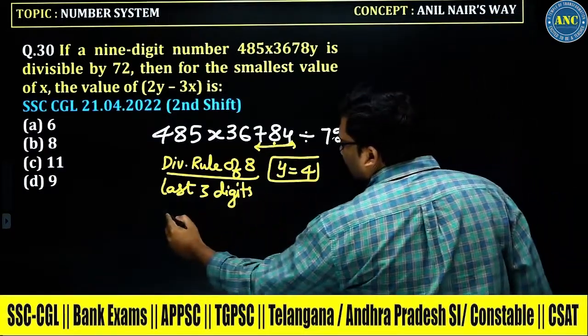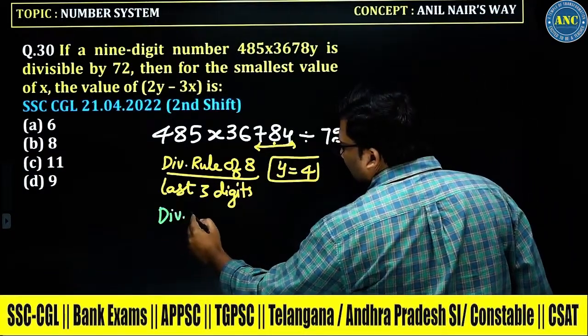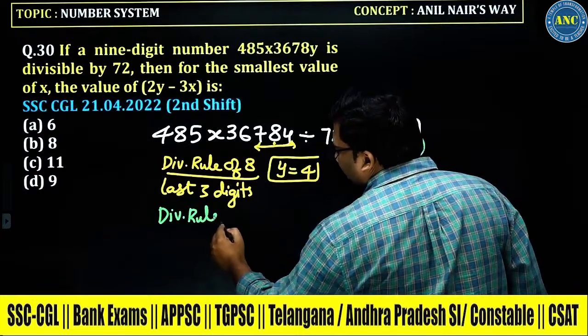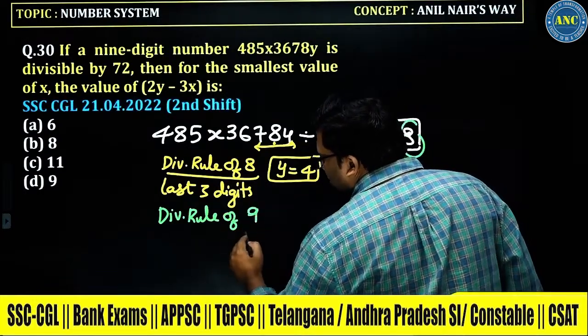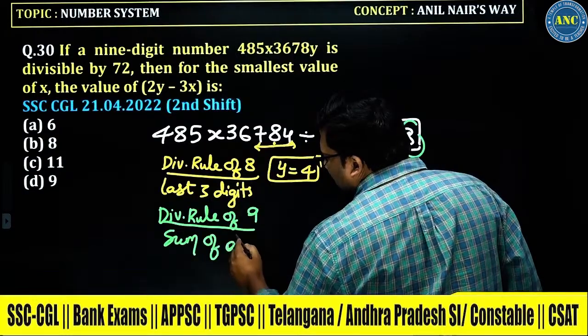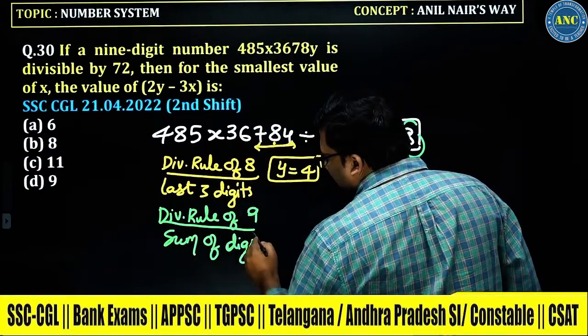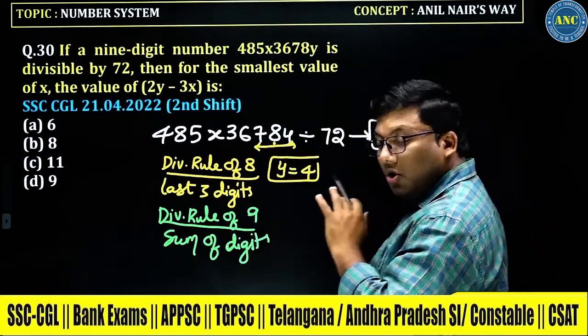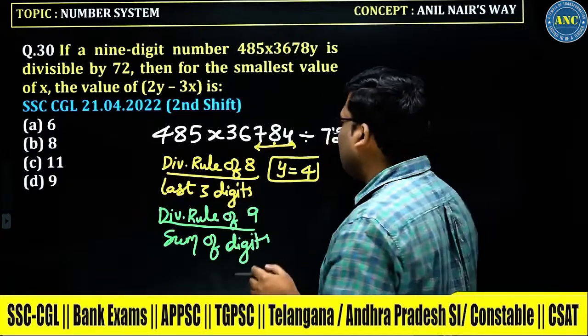Now we are doing the divisibility rule of 9. What is the divisibility rule of 9? The sum of the digits should be divisible by 9. Eliminate all the digits whose sum is 9.